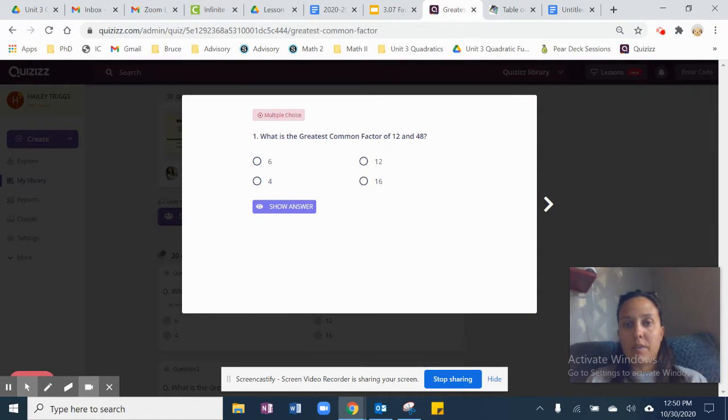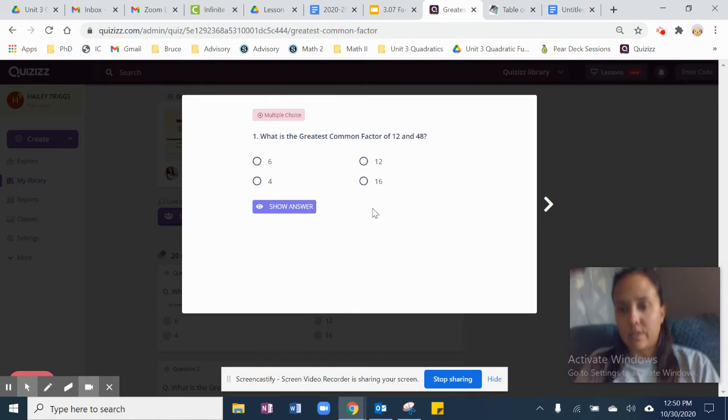What is the greatest common factor of 12 and 48? So there's two ways we can do this. We can use our factor table, or we can start with the largest number and work our way down. So let's do both. 16 is the largest number. Does 16 go into 12? No.